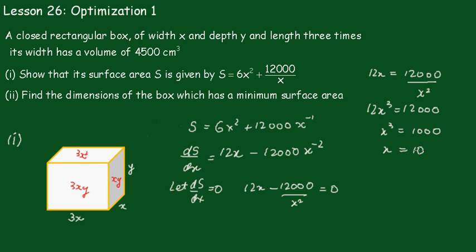We'll take the 10 and we'll have to put that into the y value. If you recall, the y value previously was 1,500 over x squared, and putting that in we get 1,500 over 100, so y is equal to 15. So the dimensions to make this have a minimum surface area are x is equal to 10 centimeters and y has to be equal to 15 centimeters.